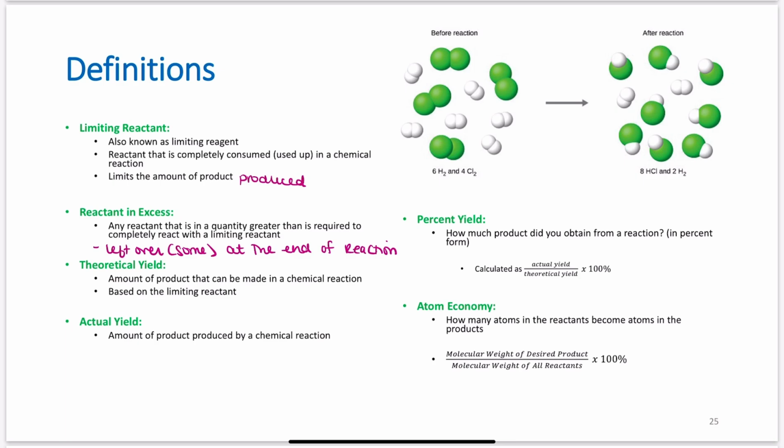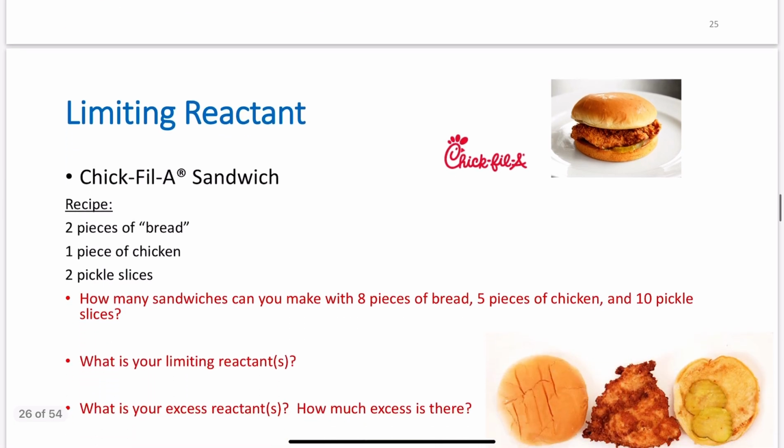And your atom economy is a concept under green chemistry. We won't delve into it much in this class, but I like to introduce it because I think you guys should start thinking about it. It's basically how many atoms in the reactants become atoms in the products. It's the molecular weight of your desired product over the molecular weight of all your reactants combined, times 100. It looks at, I put this many things in, all I wanted out was this, how wasteful was my reaction?